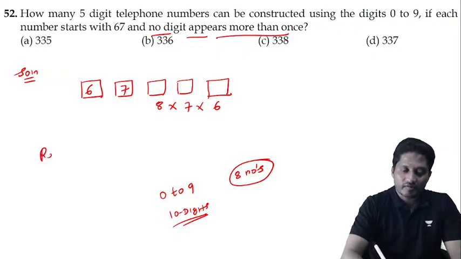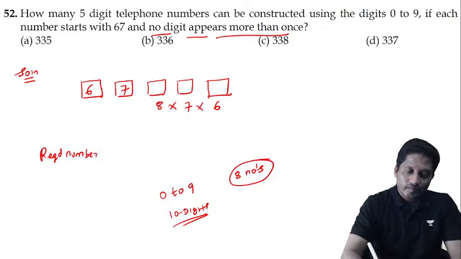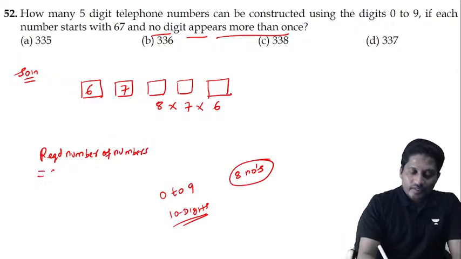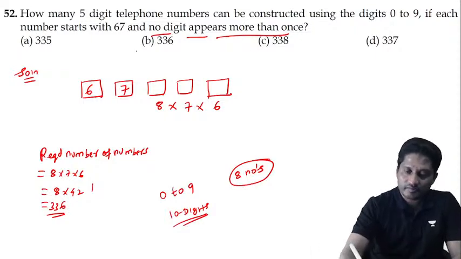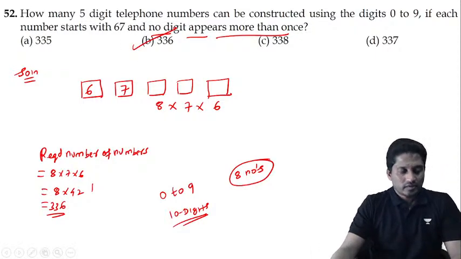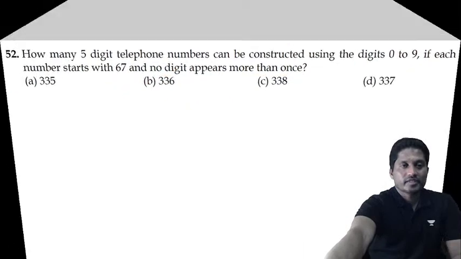So required number of numbers is equal to 8 into 7 into 6. 6 sevens 42. So this is equal to 336. Answer is option B. Right? Let's move to the next question.